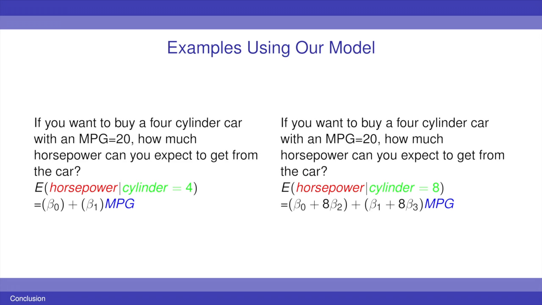Let's think of some ways we can use this model. Say you're interested in purchasing a 4-cylinder car with MPG 20. Using the model, we can see that we should expect to get roughly 56 horsepower from that car. What if instead you wanted to buy an 8-cylinder car with MPG 20? Once again, using the model, we should expect to get 65 horsepower from that car. This model would be very helpful in helping one decide how many cylinders they want in a car they're about to purchase.